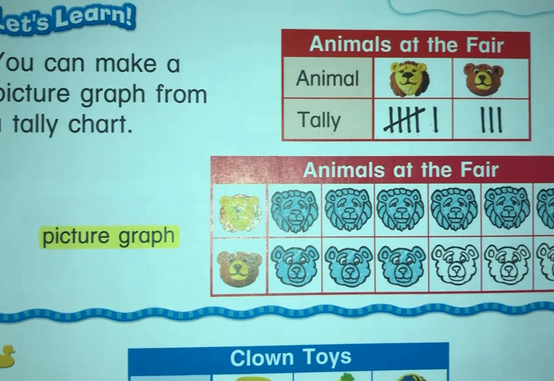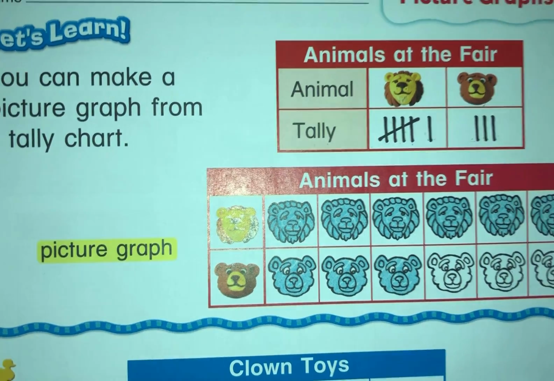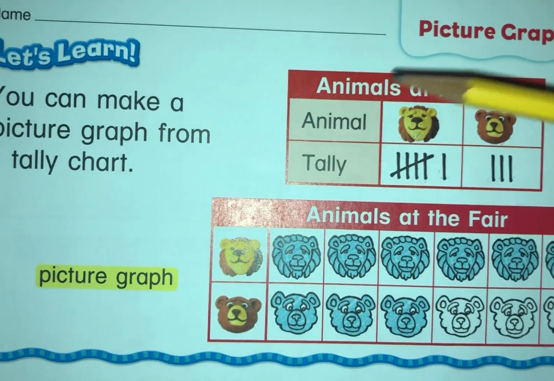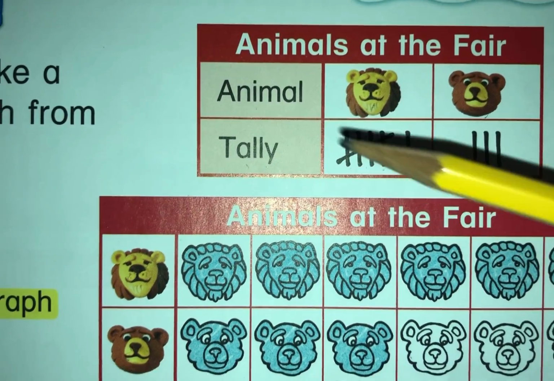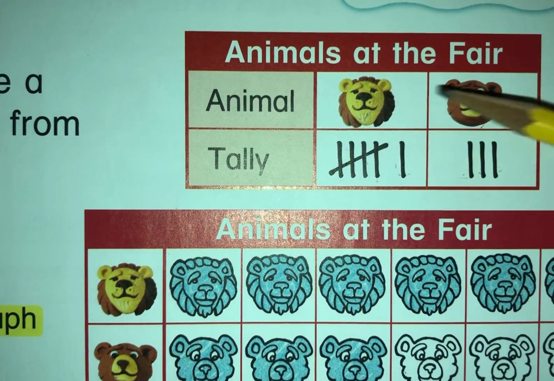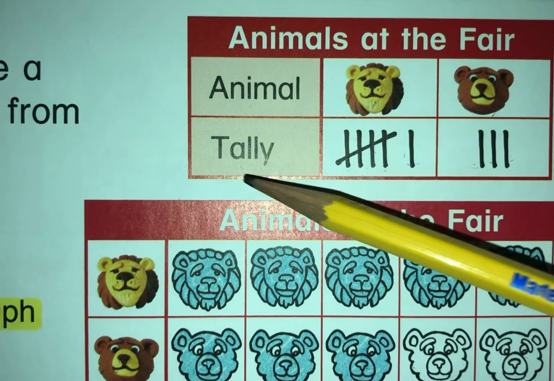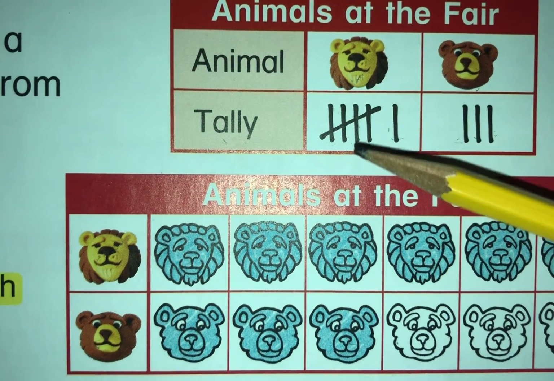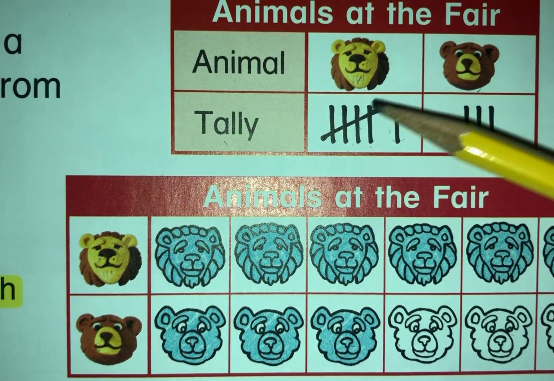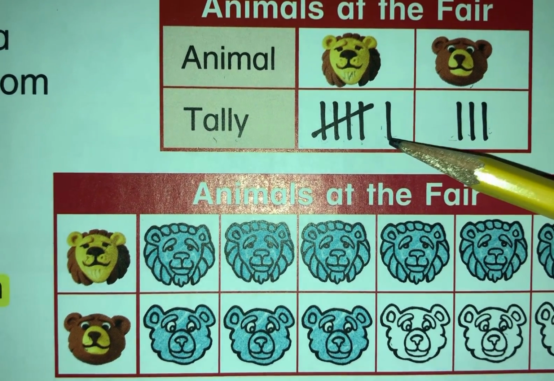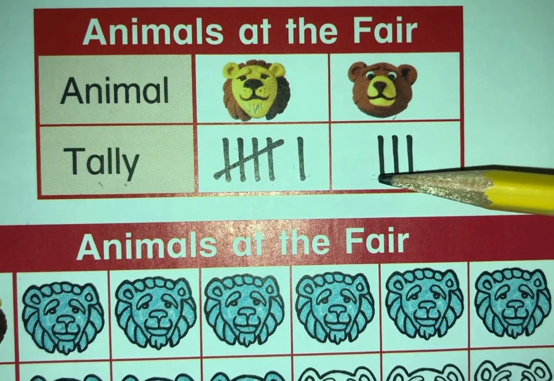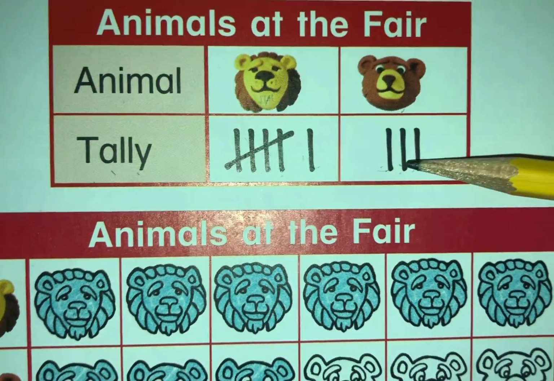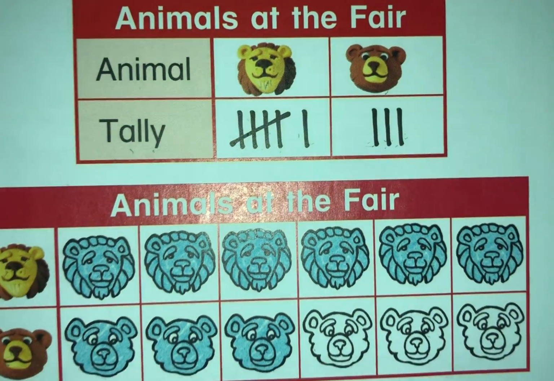It gives us information. Now let's look at the tally chart for a moment. Animals at the fair. So according to the tally chart, the animals were lions and bears. And in the tally chart, look underneath the lion. 1, 2, 3, 4, 5, 6 lions. According to the tally chart, how many bears? Look underneath the bear. 1, 2, 3. 3 tally marks, so there were 3 bears.